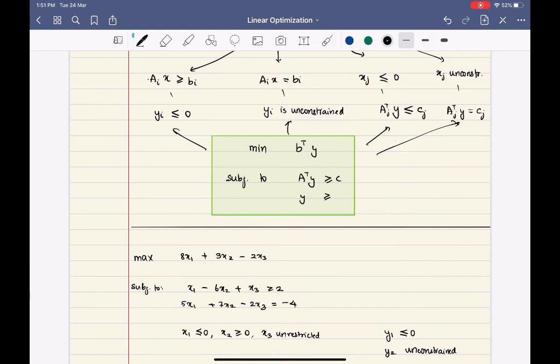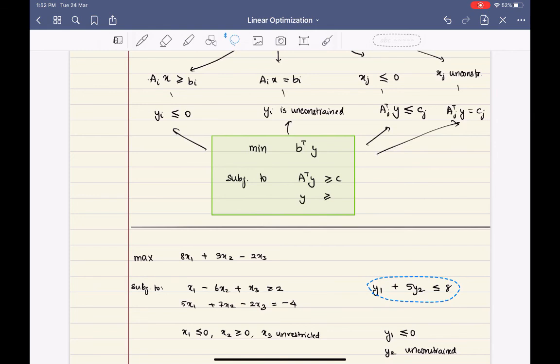Now, how do we write the constraints for the dual? First, let's write this. So, write the left hand side. It will be y1 plus 5y2. And we have to compare it with x1. But since x1 is less than or equal to 0, the corresponding thing here should be less than or equal to. So we get less than or equal to 8.